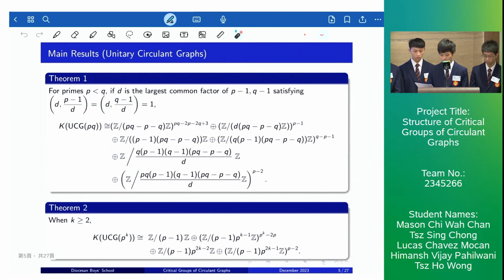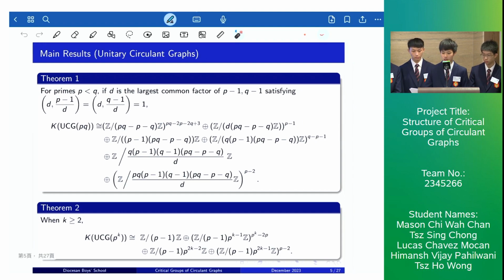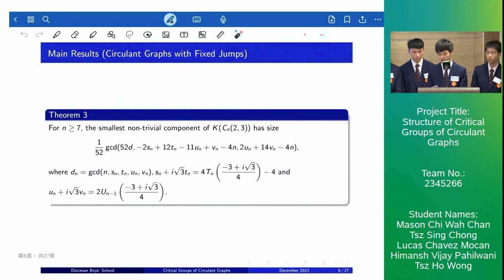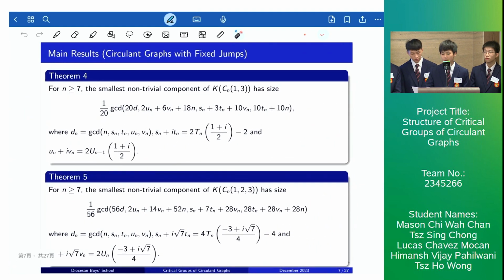In this paper, we managed to completely compute the structures of unitary circulant graphs when n is a product of 2 primes or when n is a power of p. Also, we have determined the smallest non-trivial components of circulant graphs with fixed jumps, which are C_n(2,3), C_n(1,3), and C_n(1,2,3), in terms of the 2 kinds of Chebyshev polynomials, T_n and U_n. You may refer to the exact form in our report.